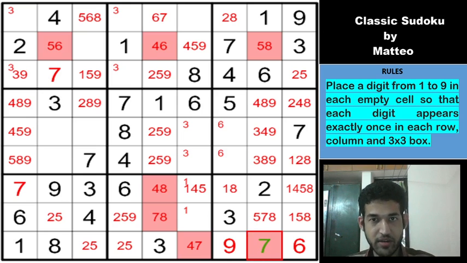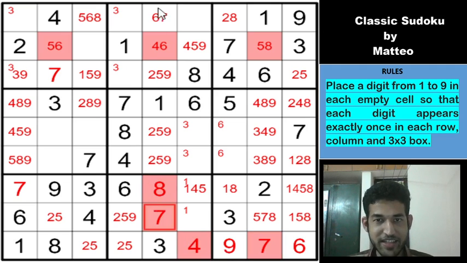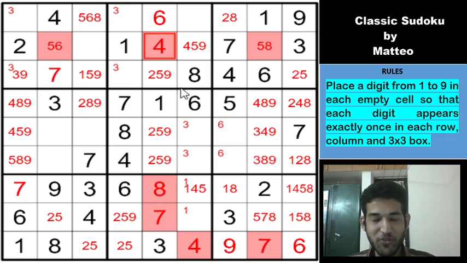This would have to be a 7. I'll change back the color. This would have to be a 4, which means this is 8, this is 7, this is 6, this is 4. Wow. So we are getting digits fast now.